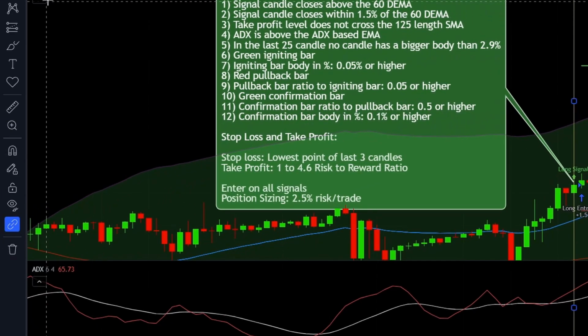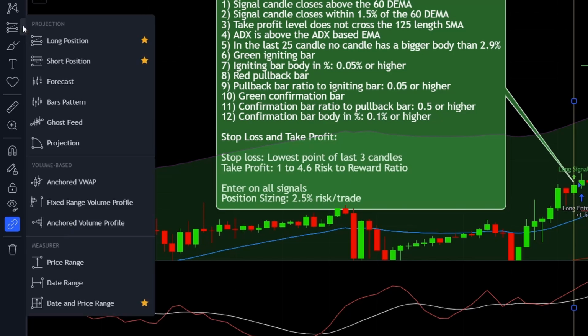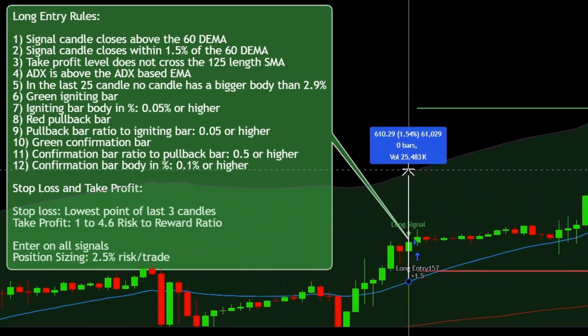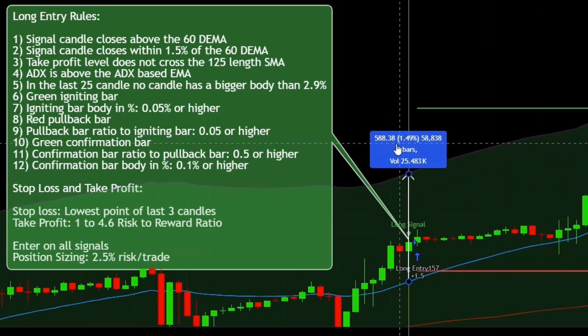But if you want to trade the strategy manually, just go over to the left side, click on this arrow, and click on the date and price range tool. Now find the signal candle, click on the DEMA on that candle, and start measuring upwards. And here you can see that this distance is the 1.5% distance from the DEMA, and the signal candle closed well within that range. So we still got a valid long entry.